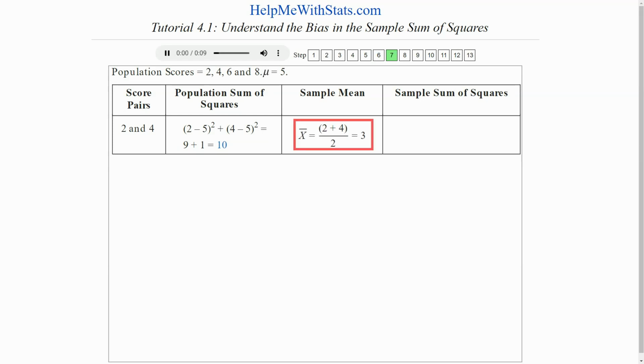Before we can calculate the sample sum of squares, we need to calculate the sample mean. The scores of 2 and 4 have a mean of 3. Let's calculate the sample sum of squares for these two scores.